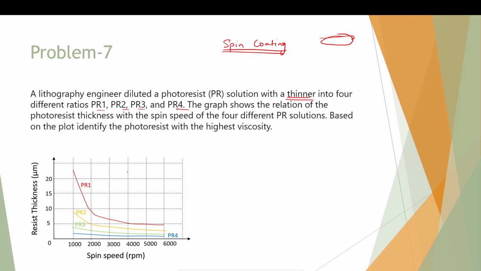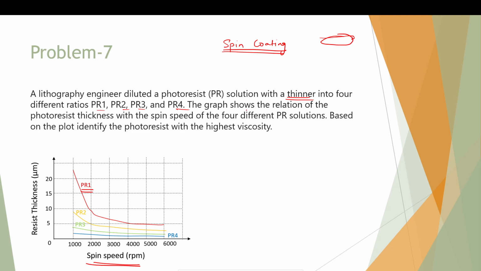So based on these graphs, PR1 has a higher resist thickness compared to PR2, 3, 4. One thing we notice is with increase in spin speed, obviously the resist thickness will reduce, because it's just a viscous fluid lying on top of a spinning wheel. It will fly off, right? So higher the viscosity, more difficult it is to fly off. That means PR1 has high viscosity, so that's why it is having a thicker coating compared to PR4.